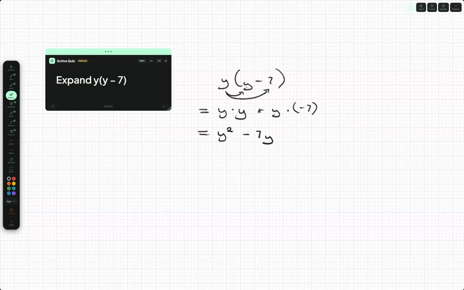Importantly, if you remember from other algebra lessons, we write our coefficients out the front. We write things like 5y, we do not write things like y5. Alright? So even though these are ordered as y times -7, you would write them like this. You would not write them like this.